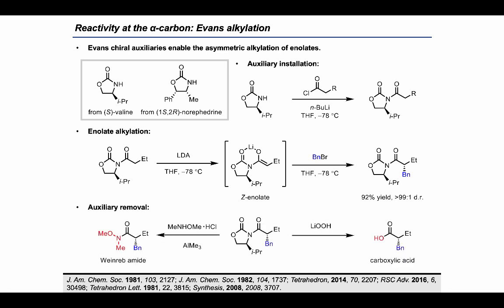Following the alkylation reaction, removal of the auxiliary is required. A variety of conditions can be used to generate different carbonyl groups for further functionalization. Shown here are just two possible methods. The first is oxidative hydrolysis with lithium hydroperoxide to generate a carboxylic acid product. The second is conversion to a Weinreb amide via reaction with N,O-dimethylhydroxylamine.